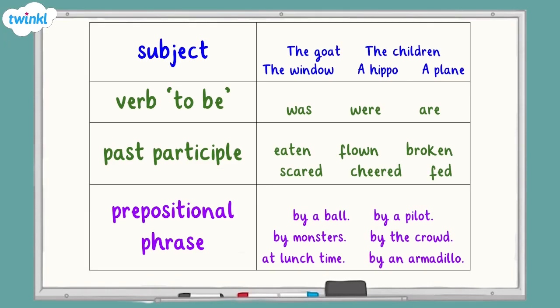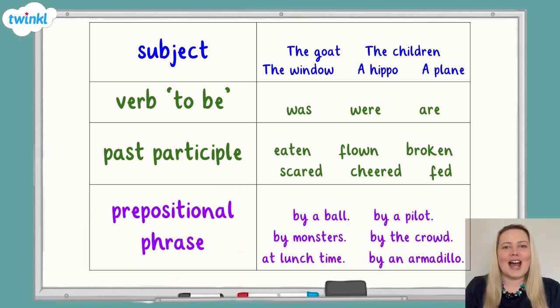Let's have a go at making some passive sentences. You might want to say your sentences out loud or write them down on a whiteboard or piece of paper. First, choose any subject from the list. Next, add a relevant form of the verb to be. Now, choose a past participle verb. Finally, add a prepositional phrase to the end. Pause the video now and have a go.